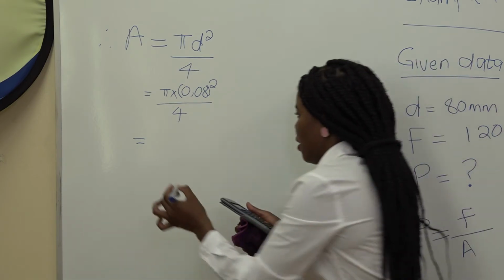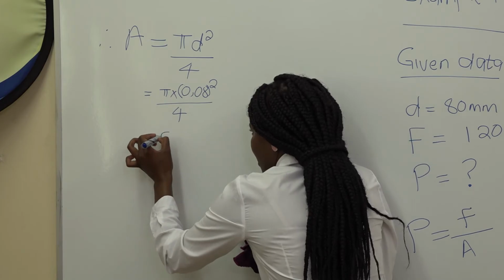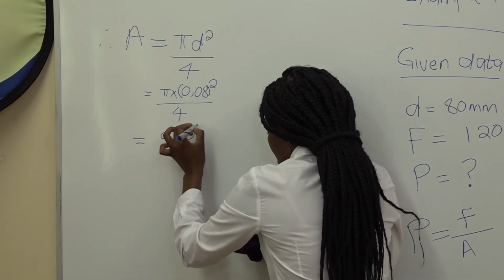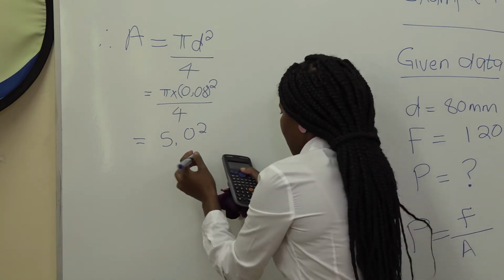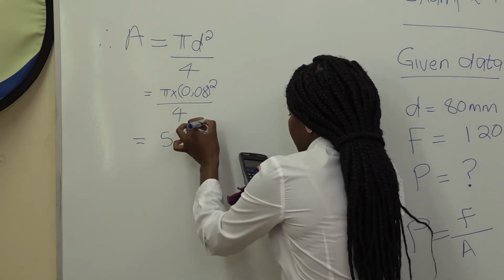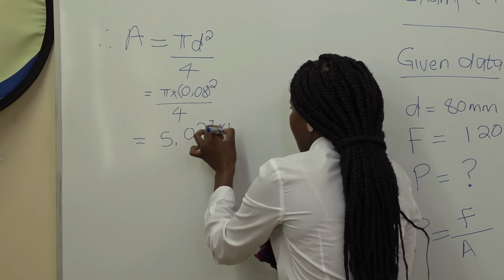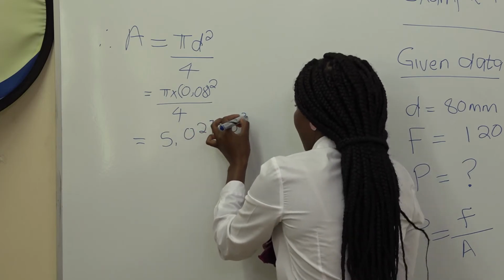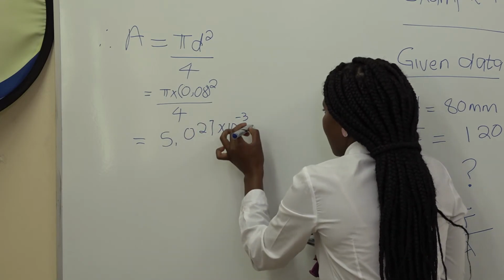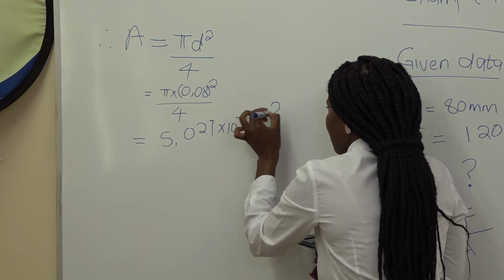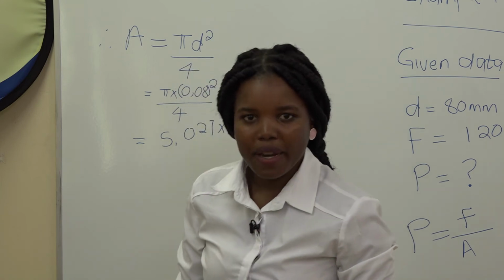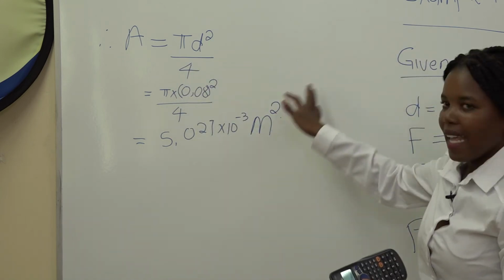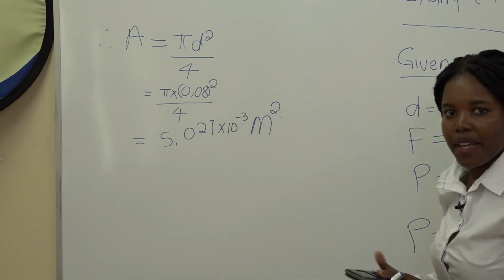And then I will get 5.027, rounded off to 3 decimals, times 10 power minus 3, of which it's meters squared. But then remember, the question was saying calculate the pressure. Now you only got the area, you still have to calculate the pressure.